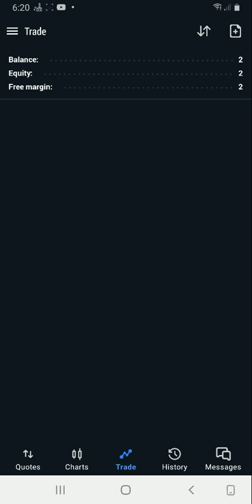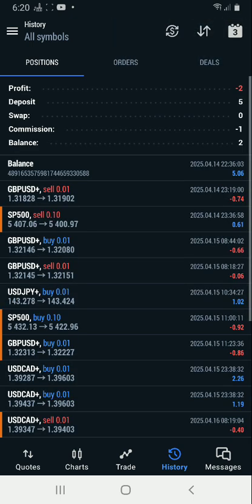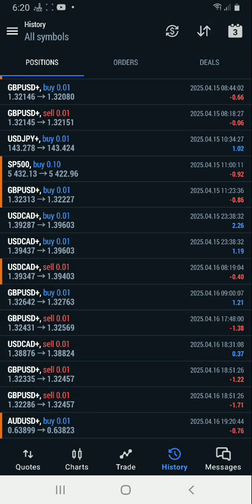If your balance is big, they will also be big. But if your balance is small, they will also be small. Then over here we have the history. History is where you see all the trades you have taken. If I look at all the trades I've taken over the last few months, you will see them here, the profitable trades, the losing trades, everything.